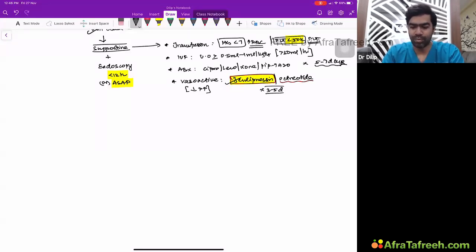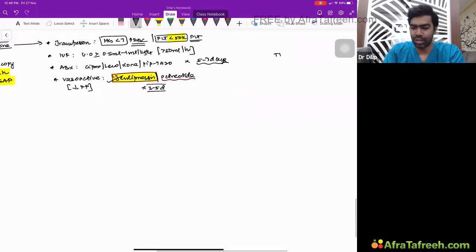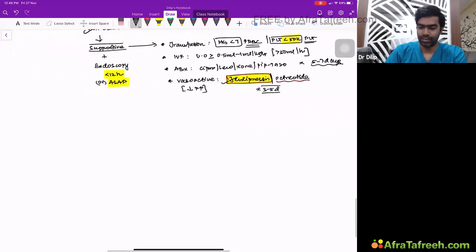So these are the 4 points that you need to know for stabilization. Usually I used to tell my juniors to remember it as TIVA. So what do you mean by TIVA? T for transfusion, I for IV fluids, V for vasoactive agents, A for antibiotics. So these are the 4 steps, TIVA: transfusion, IV fluids, vasoactive agents, and antibiotics.